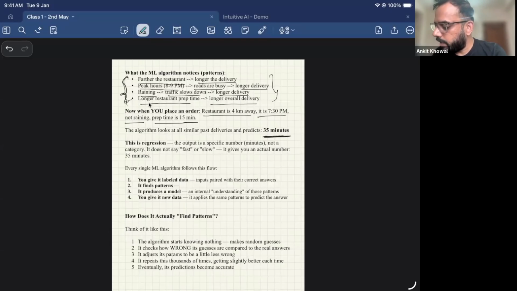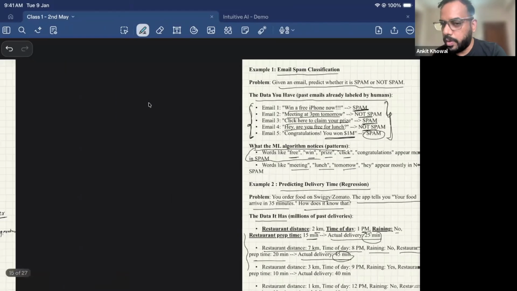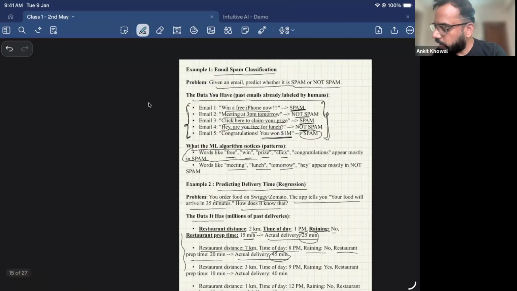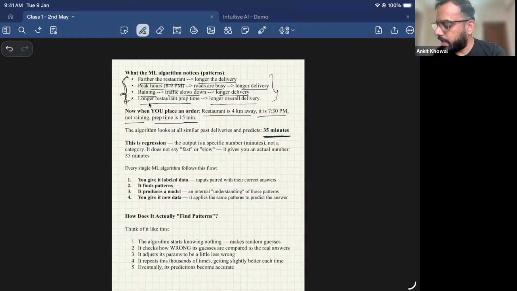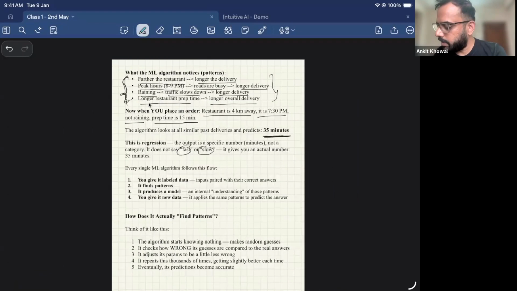So over here, see, in classification the output was a category, whether it's spam or not spam. And for regression, the output is a number. It's not a categorization like fast or slow, but a definite number. So all ML algorithms are classified into two things: one is classification, the other is regression, right?